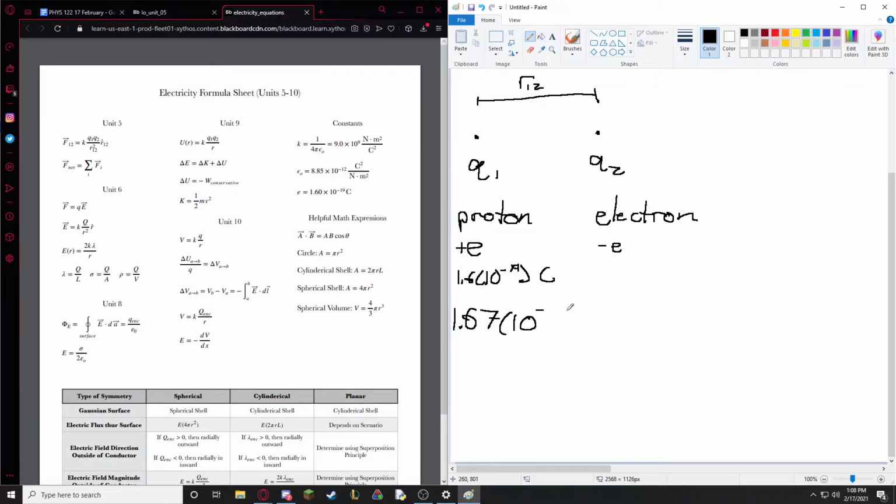It's actually 10 to the minus 27. It's extremely small. 10 to the minus 27 kilograms.